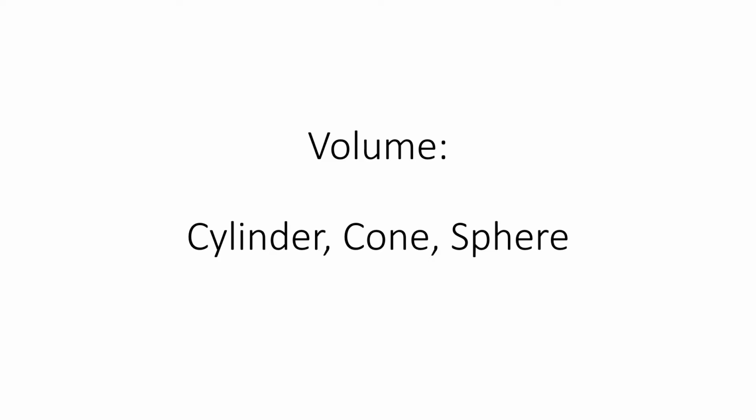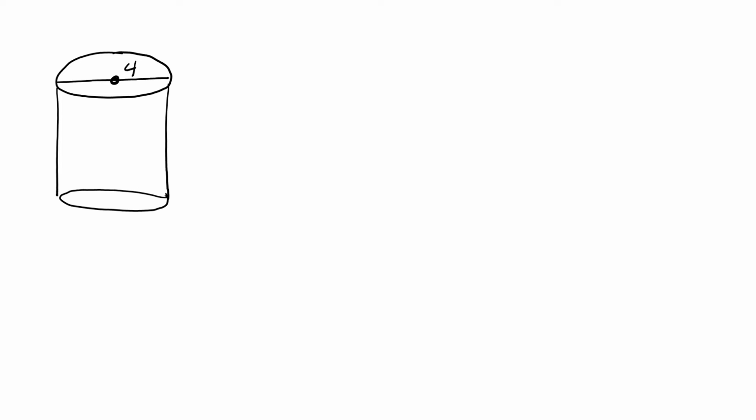This video is over volume of cylinders, cones, and spheres. For our first problem, we have a cylinder that has a diameter of 4 and it has a height of 20. Our first step is to take half of our diameter because we only want the radius, and half of 4 is 2.